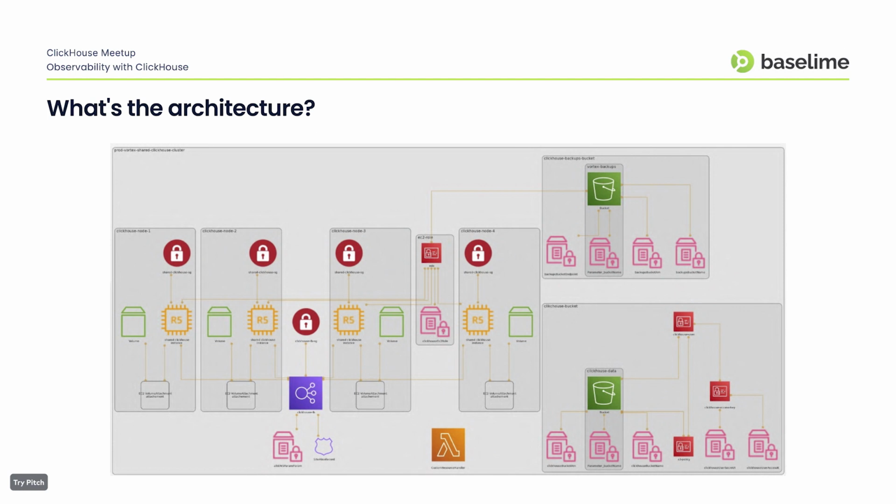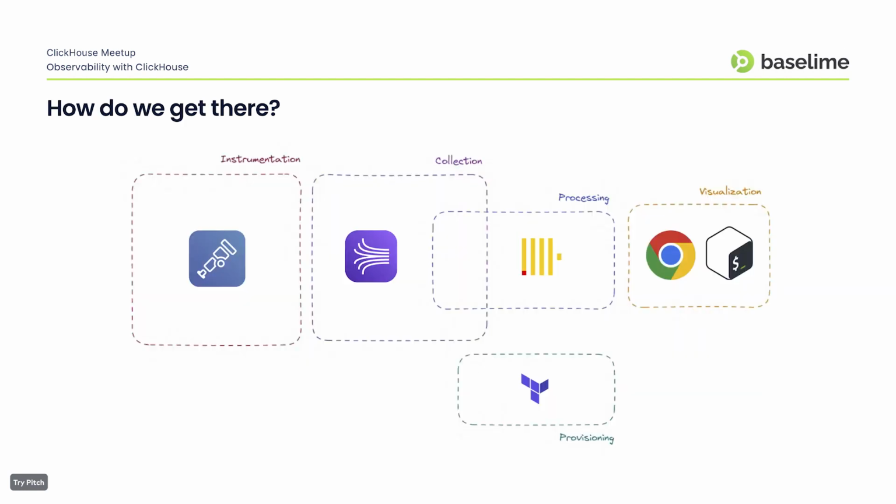What it looks like in real life is more like this. Basically, we have the four nodes. We have a load balancer in front, such that we can distribute the load across the four nodes. We have a bucket for backups, and we store some of the data in S3 and some of the data on EBS. Quite tricky, but we managed to get that running, and it's helping us a little bit with cost. So that's our processing complete.